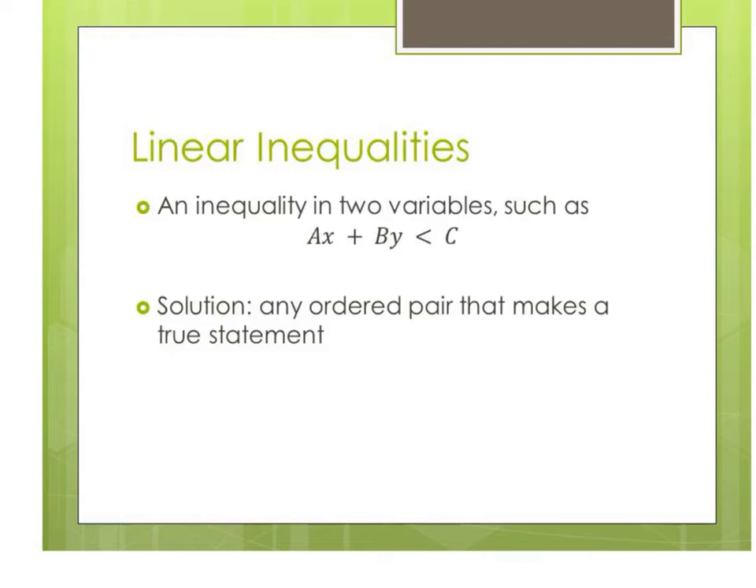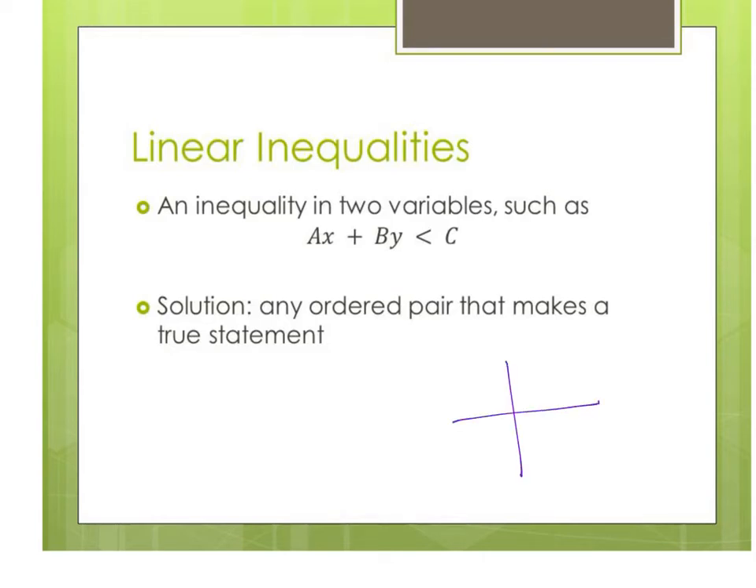So a linear inequality is one in the form ax plus by is less than c, where a and b both can't be 0, so you at least have to have one of the variables. And when you graph these, you graph them on a coordinate plane versus our number line we were graphing them on before. Also, when you graph these, your solution is going to be a range.